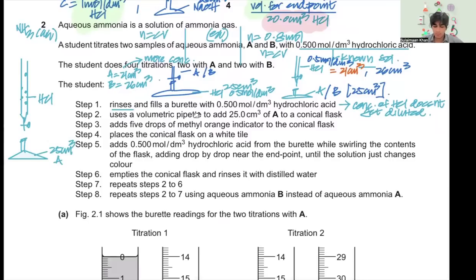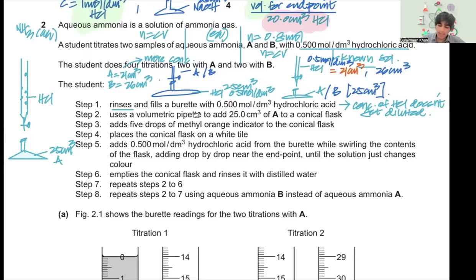And why did he use a pipette? Why not a measuring cylinder? Because a pipette is more accurate than a measuring cylinder, although a pipette takes longer. So the disadvantage of using a pipette is that it takes longer compared to a measuring cylinder, but it's more accurate than a measuring cylinder, right?